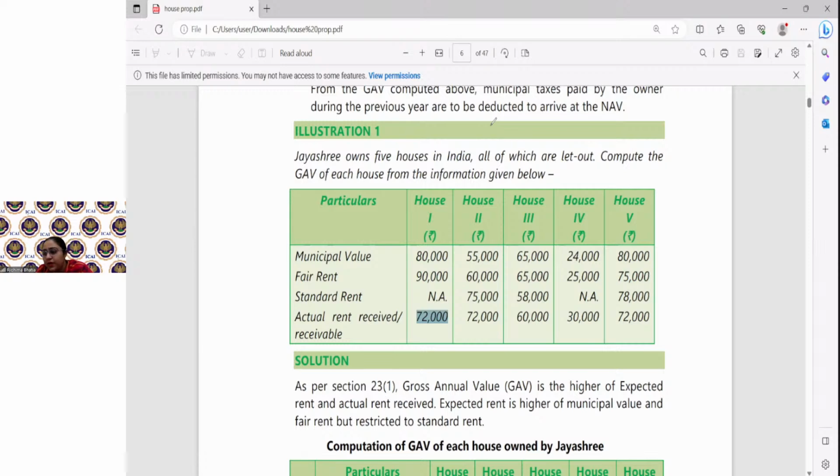ठीक है. So I hope it got clear to everyone that how do we compute the GAV. आगे बढ़े. अभी सिर्फ हम लेट आउट प्रॉपर्टी का कर रहे हैं. प्लीज डू नॉट आस्क एनी अदर क्वेश्चन अदर देन एलओपी. वी विल टेक ऑल द क्वेश्चंस बट अभी एलओपी से रिलेटेड ही क्वेश्चन.